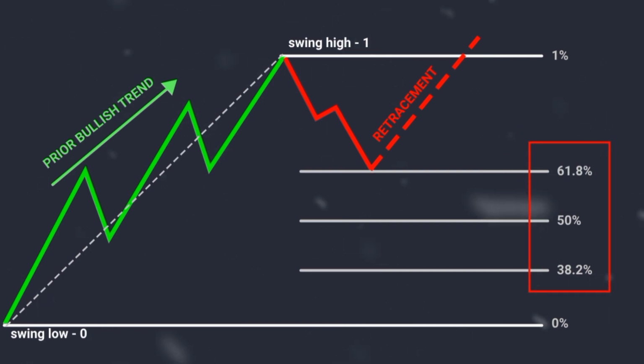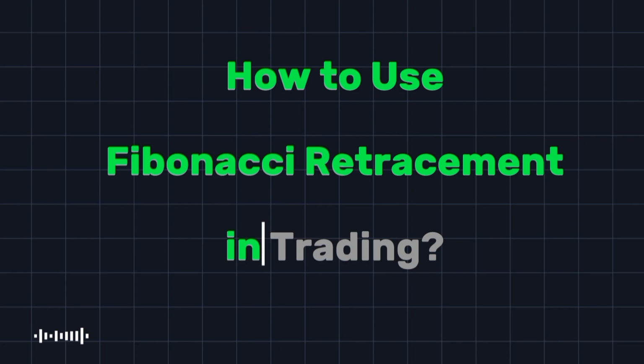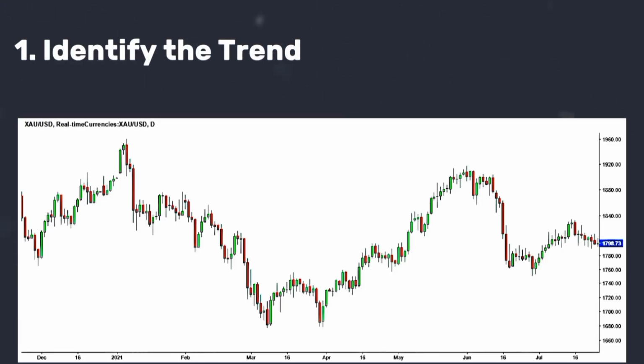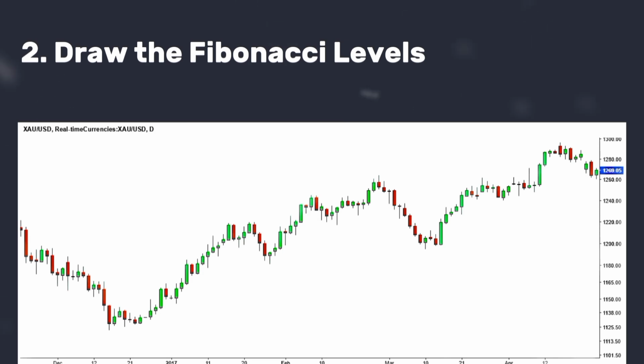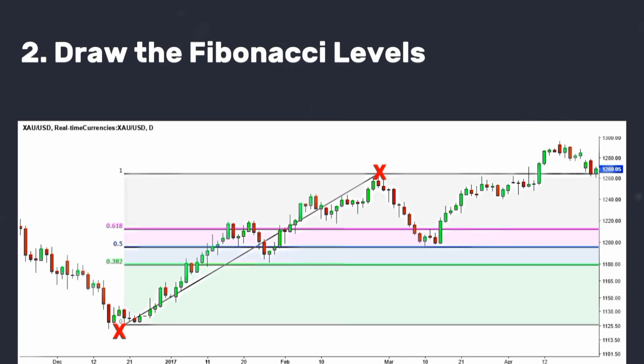The most commonly used Fibonacci levels are 38.2%, 50%, and 61.8%, which act as support in an uptrend and resistance in a downtrend. How to use Fibonacci retracement in trading? 1. Identify the trend. First, find a clear downtrend or uptrend on your chart. 2. Draw the Fibonacci levels. Select the most recent swing high and swing low, then draw the Fibonacci retracement tool. The 38.2%, 50%, and 61.8% retracement levels are the most important.